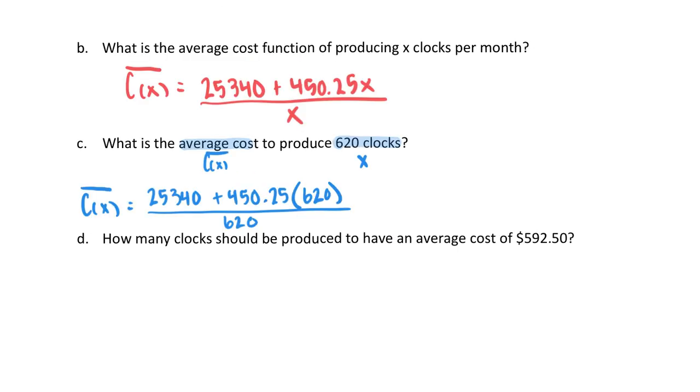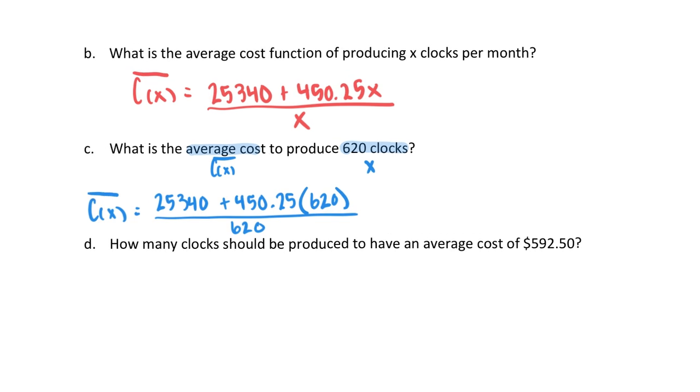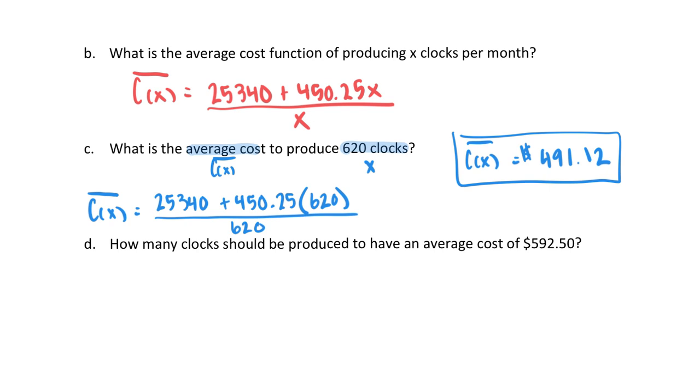All right, so I just plugged it into my calculator, and I also photomathed it to make sure my calculator did it right. I got 491.12. The decimal went on forever, but I'm going to round it to the hundredths place because money is usually rounded to the nearest penny. So there we go. Our average cost when we produce 620 clocks is $491.12.